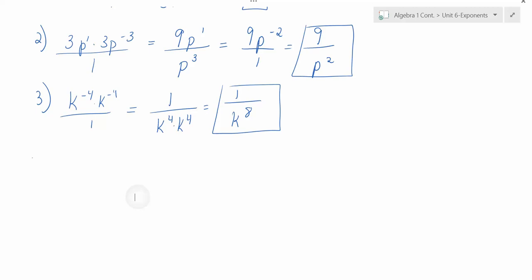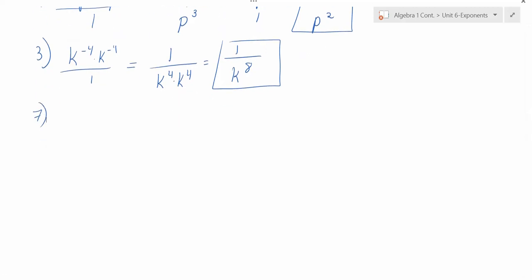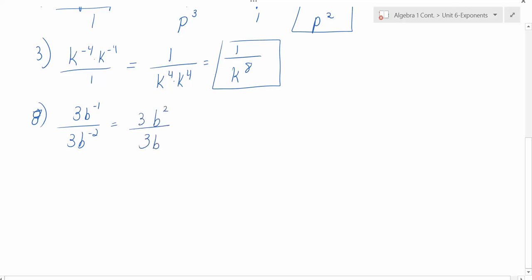When you get down to number 7, this might be kind of an interesting problem to look at for a moment. Actually, I think number 8 would be even better. So number 8, you have 3b to the negative 1 over 3b to the negative 2. So what you could do, 3 stays in the same spot, but move b now to the positive 2 in the numerator and b to the first in the denominator. See here the 3's will cross out. B squared over b is just going to be b.